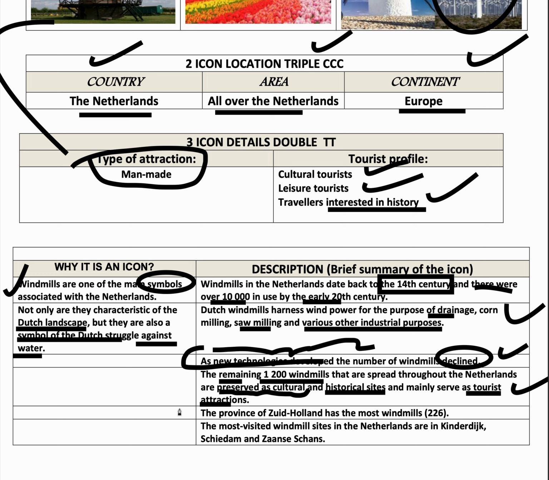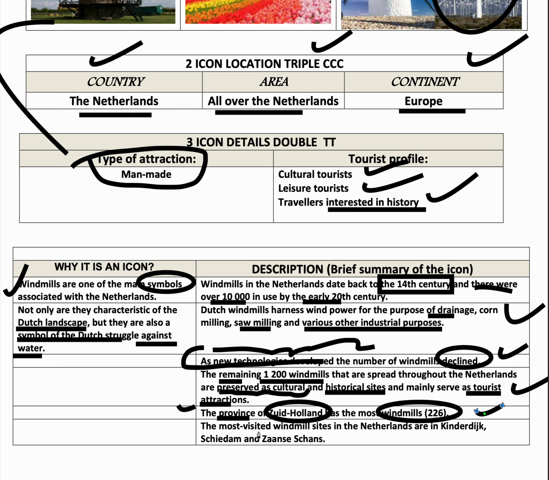Then the second last bullet is the province. In the Netherlands, which province has the most windmills? It's called Zuid-Holland. Make sure that you understand the province as well. Zuid-Holland is the province that has the most windmills. It is indicated that about 226 windmills are found in that province.